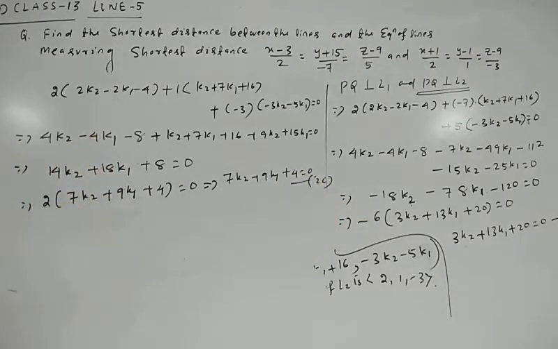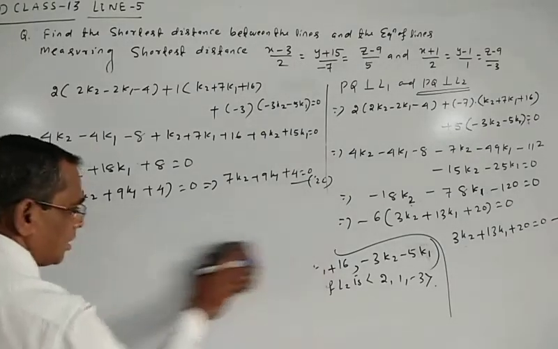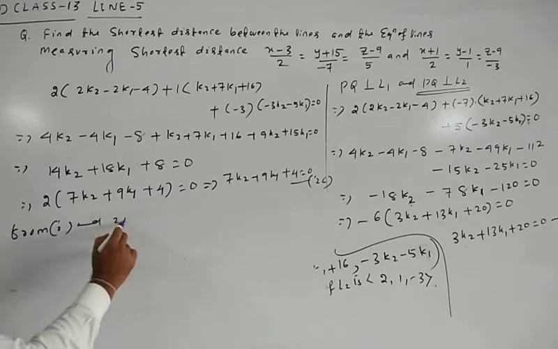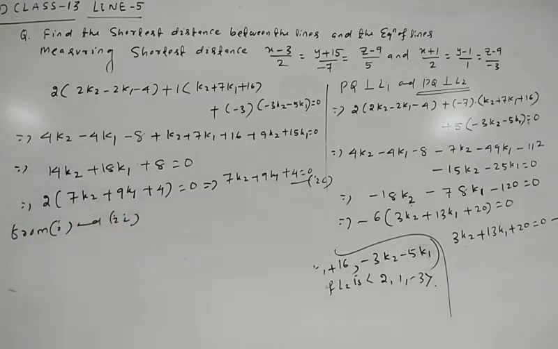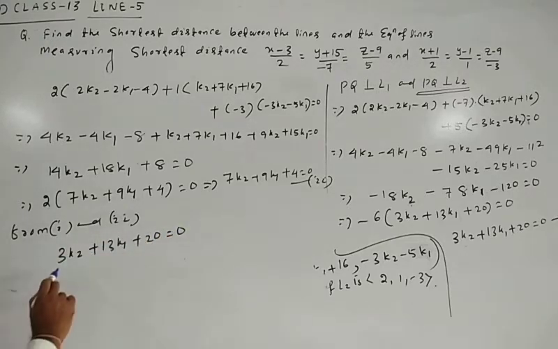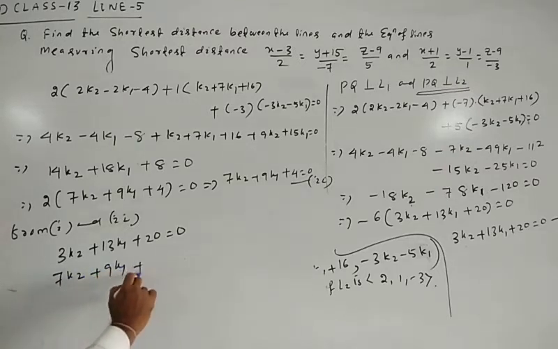So from equation 1 and 2, find the value of K1 and K2. So from 1 and 2: 3K2 plus 13K1 plus 20 is equal to 0, and 7K2 plus 9K1 plus 4 is equal to 0. Okay, so how to solve?